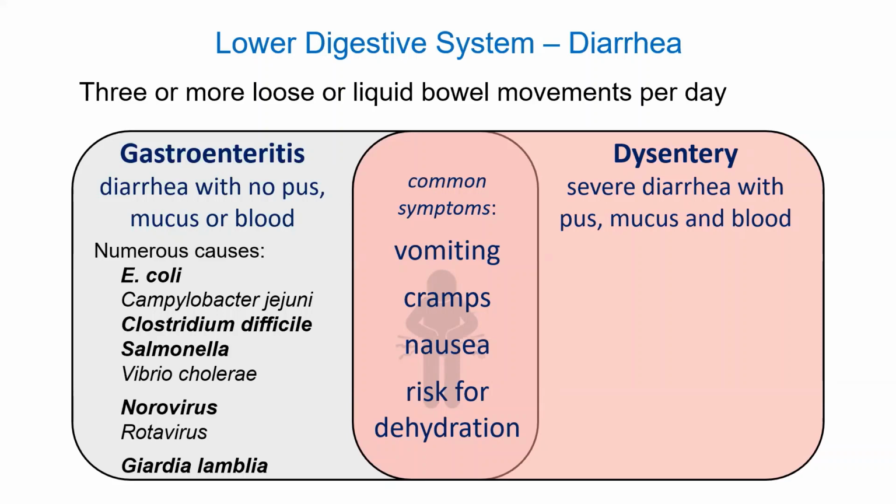So if you're looking at gastroenteritis, common causes, we're looking at all the usual suspects again. We've got E. coli, we've got Clostridium difficile, we've got Salmonella. We'll talk about Salmonella shortly. Norovirus we're going to talk about, and we have Giardia.